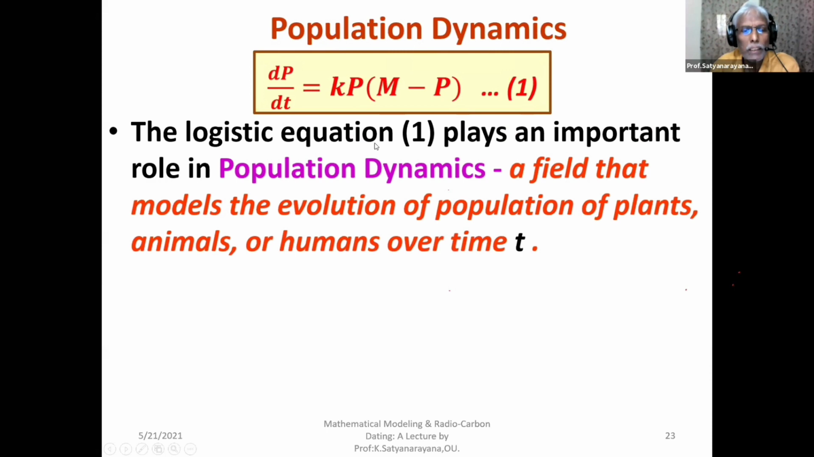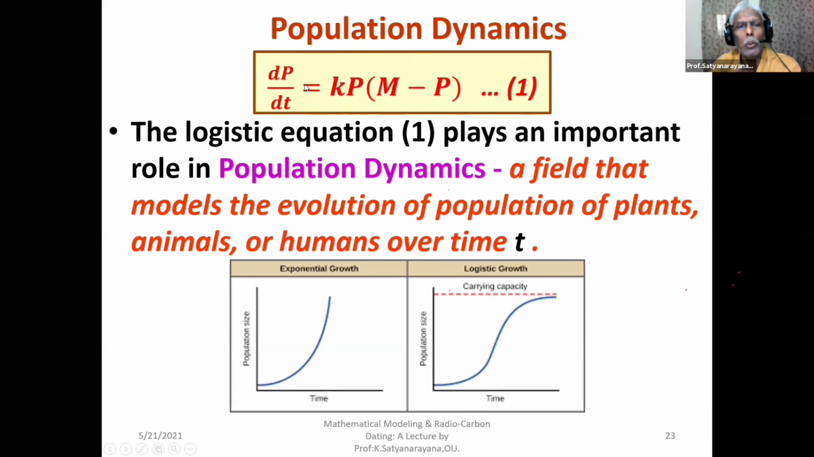But you see, solving and all that I have not shown, but I am showing you the comparison. This is the exponential growth, where there is no restriction. But this is also a growth model, but there is a carrying capacity, M. So the population will not exceed this M, will go like this. Whereas in exponential growth, it grows as t tends to infinity. That's the difference. This looks very realistic.